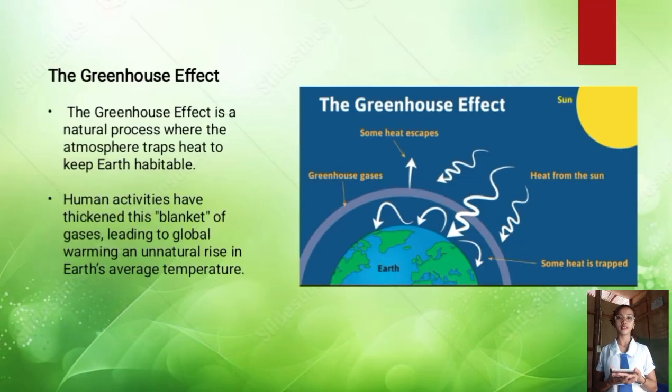To understand the greenhouse effect, think of the greenhouse like a blanket around the Earth. Normally, this blanket of gases helps trap enough heat from the sun to keep our Earth warm and livable. Because of human activities, this blanket has become too thick. It is trapping too much heat, causing the Earth's temperature to rise abnormally.